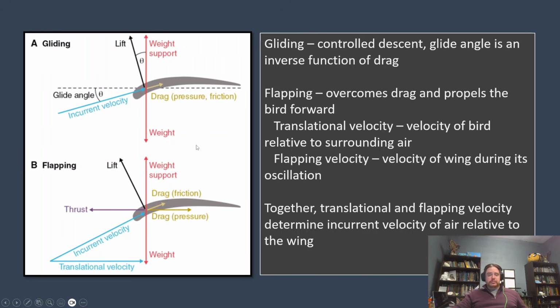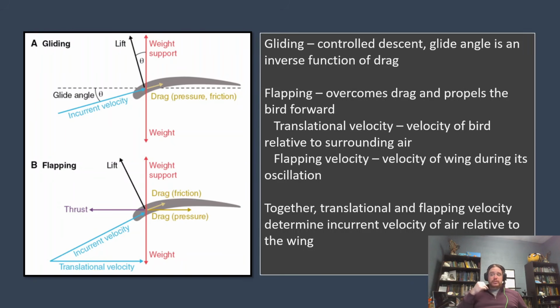So that's gliding. Flapping is probably ultimately the thing you think of when you think of birds flying. You think of a bird flapping its wings and it flies. Flapping is a way to overcome drag and to keep propelling the bird forward, right? In other words, it generates thrust. So to go forward, you must generate thrust. Both of these are ways of doing that.